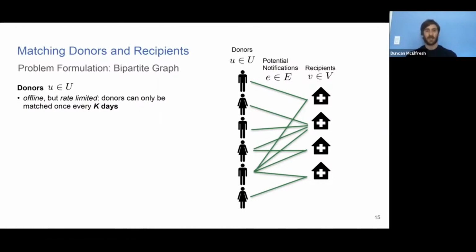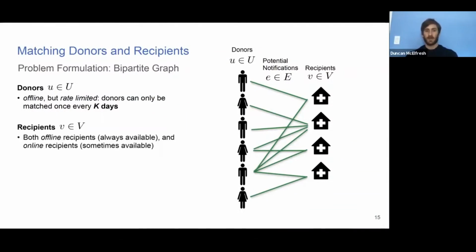And this kind of limit is natural for several reasons. One, we don't want to annoy donors. We don't want to have them experience notification fatigue. But also there's a natural limit on how often people can donate. So for example, based on where you live, there are different restrictions on how often you can donate whole blood. And that's somewhere between 8 and 12, 16 weeks. So it's natural to limit how often we bug people about donating.